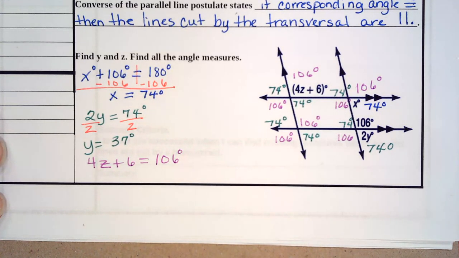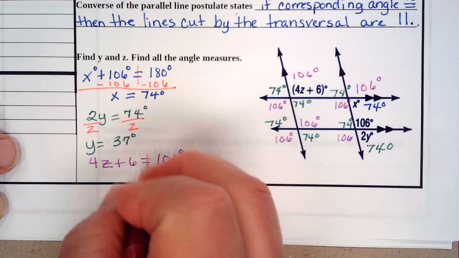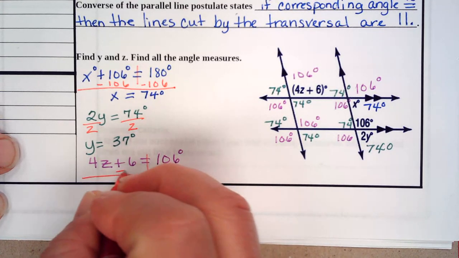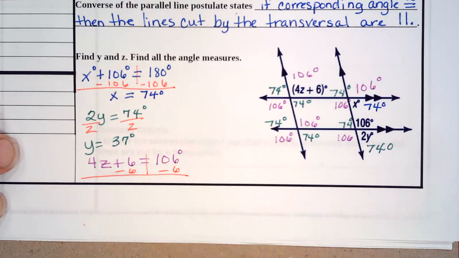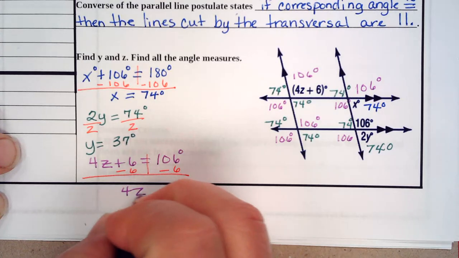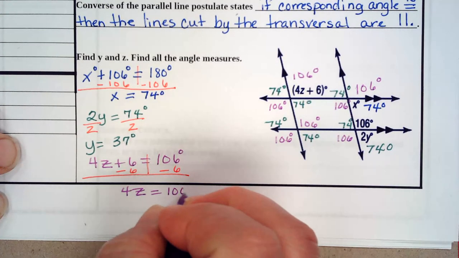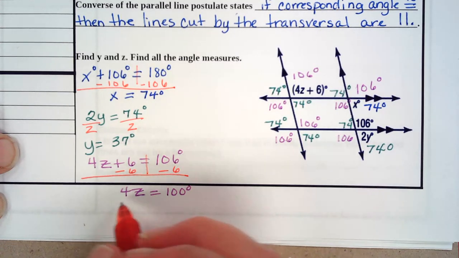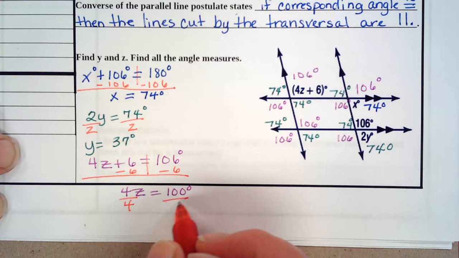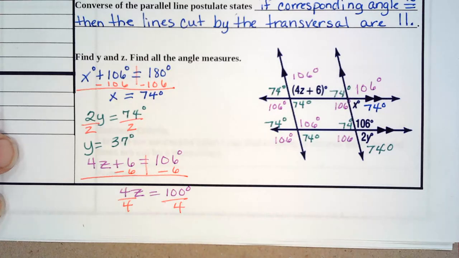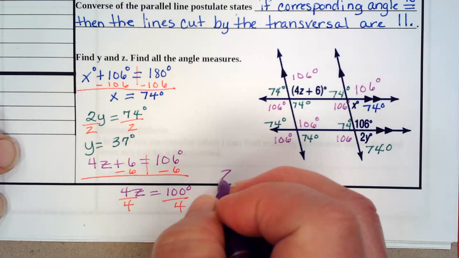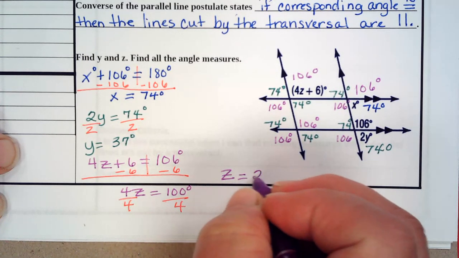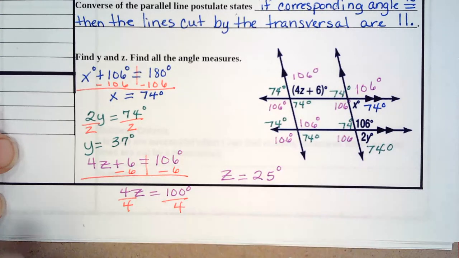Step 1, subtract 6 from both sides. And I've got 4z is equal to 100. That's 100 degrees. Divide by 4. And z is equal to 25. And that would be 25 degrees.